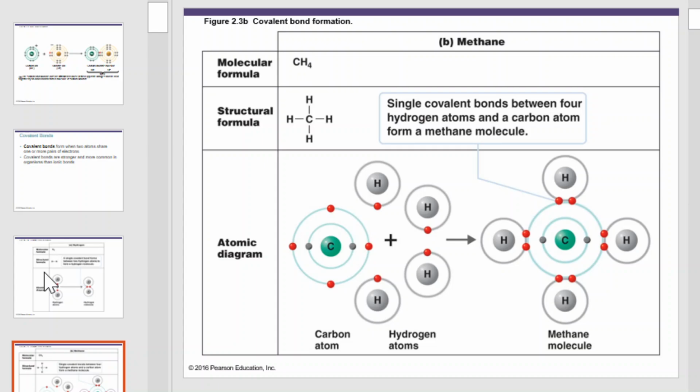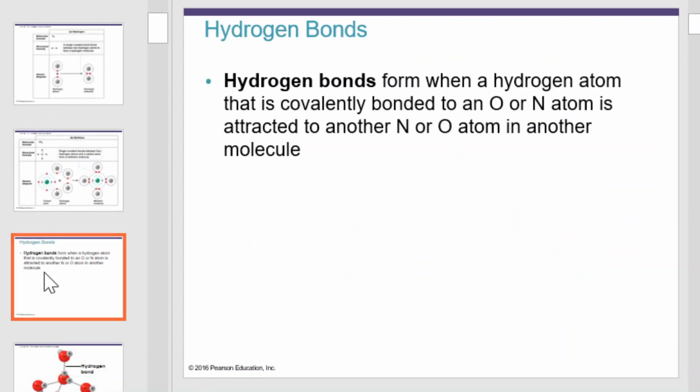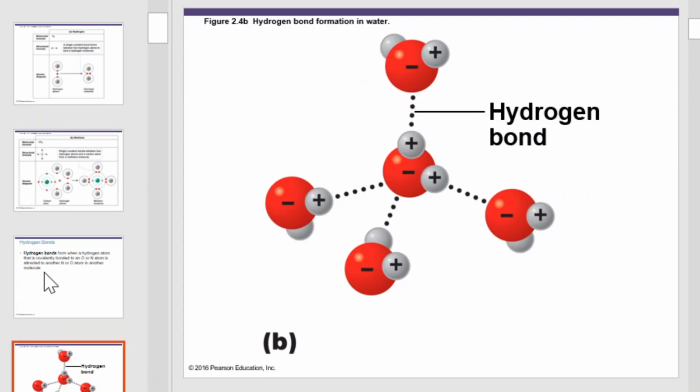Carbon can form as many as 4 covalent bonds with individual hydrogen atoms, each sharing 1 electron apiece with carbon in order to fill its outer shell and achieve stability. When doing so, carbon can form methane. Hydrogen bonds form when a hydrogen atom that is covalently bonded to an oxygen or nitrogen atom is attracted to another nitrogen or oxygen atom in another molecule. This is an example of how hydrogen bonds can form between water molecules.